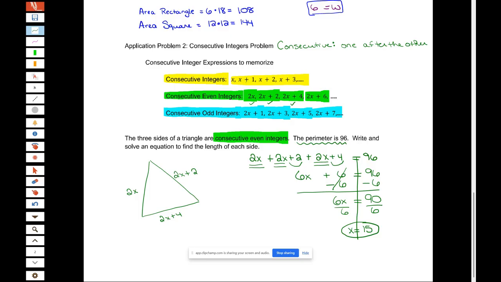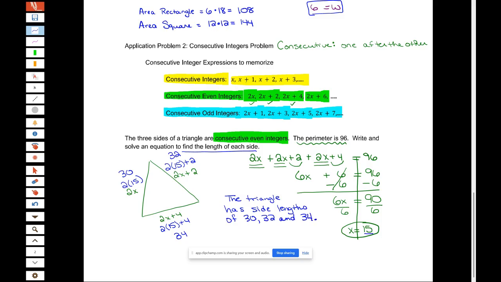Now that is not any of the side lengths of the triangle. The question asks us to find the length of each side afterwards. So I'm going to take my value of 15 and plug it in. One of the sides is 30. Then we have 32. Then we have 34. So the triangle has side lengths, it's a word problem, word answer, of 30, 32, and 34.